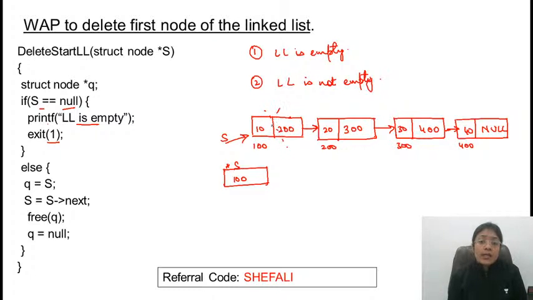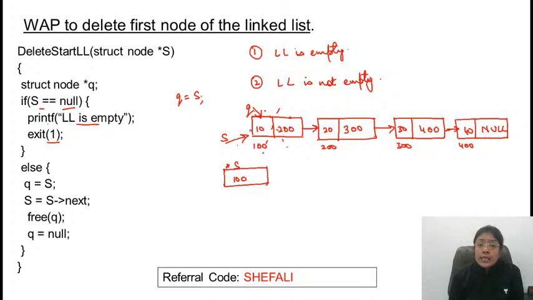So we have to free the memory. First of all, this should be pointed by some pointer variable. Let's take q, which is pointing to the same variable. Q is also pointing to the first node. So what value will come inside q? Whatever value is available in the pointer variable s.